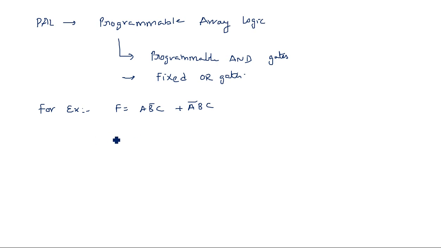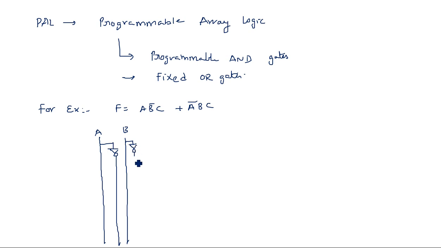How to connect this? Generally, the structure we follow is: A, we draw a vertical line like this, which gives the true form and complement form. This is the general scenario of how we develop a circuit. B also has a true form and its complement form, and similarly C, true form and its complement form.